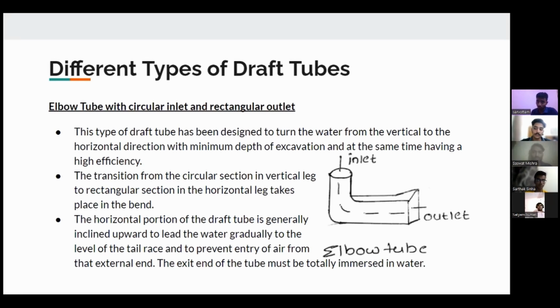This type of draft tube is very useful where large excavation is necessary. It has a larger cross section at the outlet, which recovers more kinetic head at the outlet. It is generally used with the Kaplan turbine and has an efficiency of about 70%.